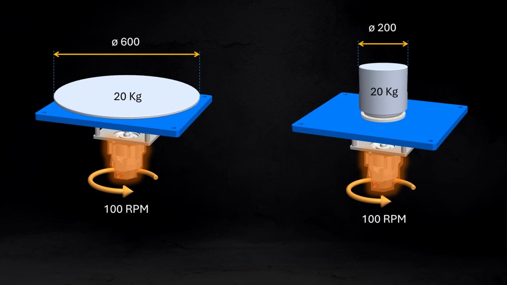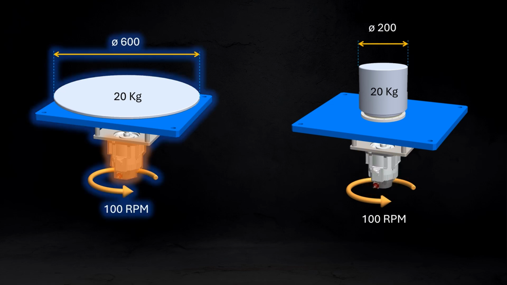Would the required torque need to be the same since both have the same mass and the same speed? Or would the motor for the disc need more torque than the one for the cylinder? What do you think? Which one would require the greater torque? How can we calculate the required torque for motors?